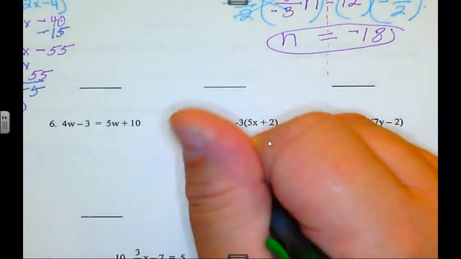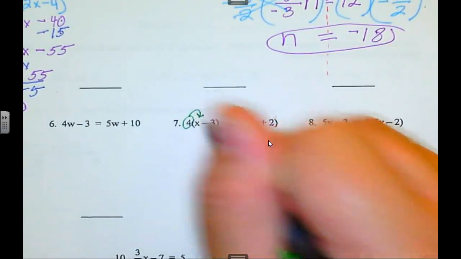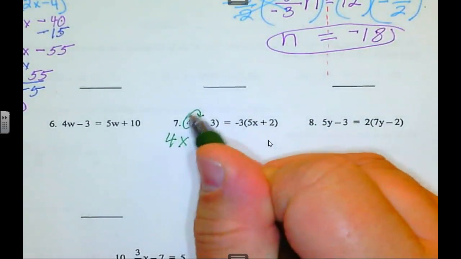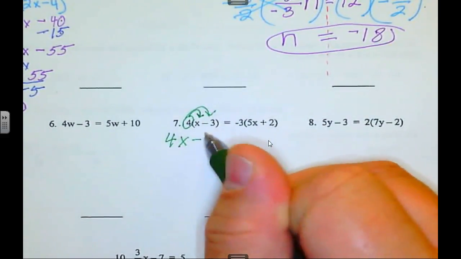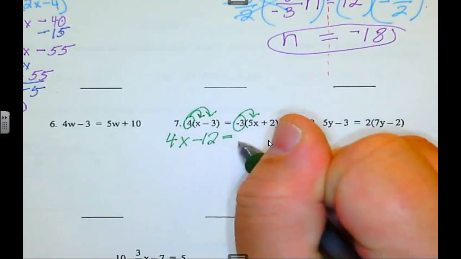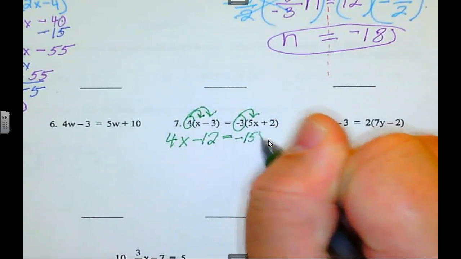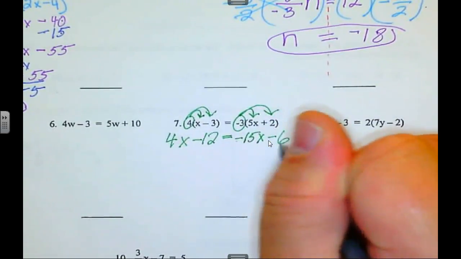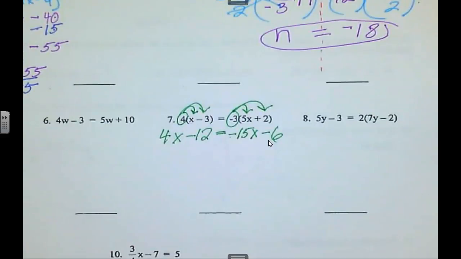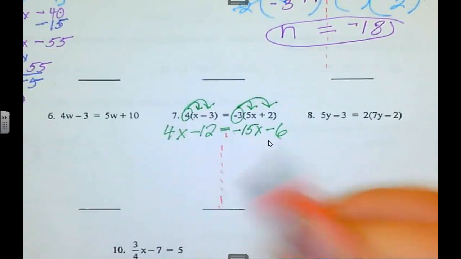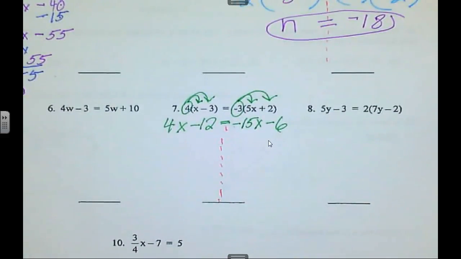All right, I have to distribute the 4 over the parentheses. 4 times x is 4x. 4 times minus 3 is minus 12. Negative 3 times 5x. Negative 15x, good. Negative 3 times a positive 2. Negative 6. I'm going to put my dotted line here. Yeah, it looks like we might have a decimal here.